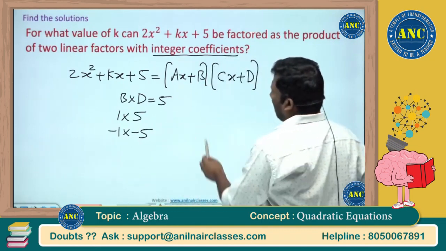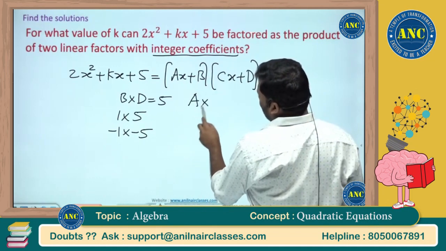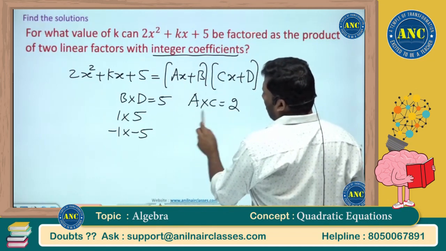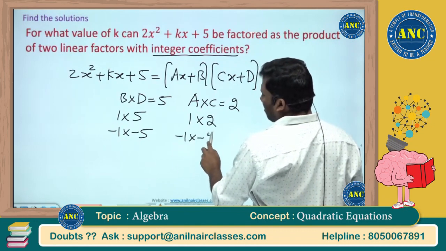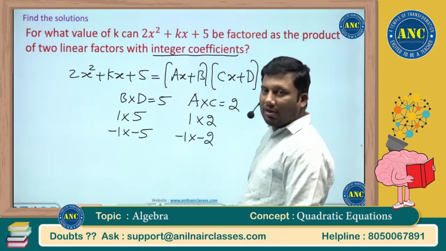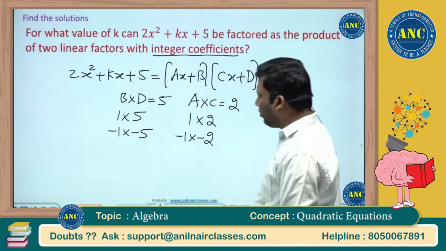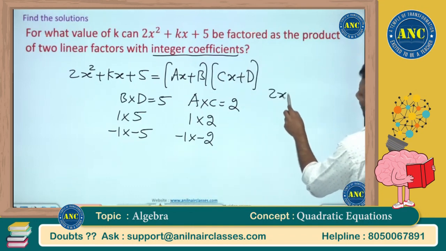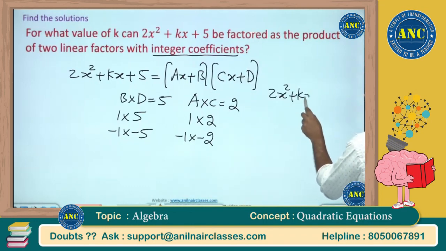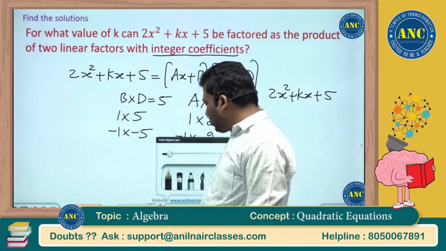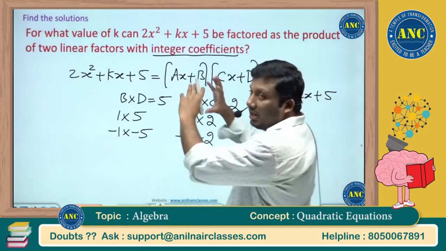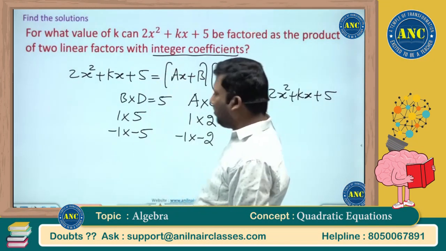Similarly, a into c is 2. In how many ways can you write 2? 1 into 2 and minus 1 into minus 2. Are you all with me? If this kind of question is asked in your examination, this is the reason why I am discussing fundamentals. Once you know the fundamentals, this kind of twisted CAT level question can be solved.